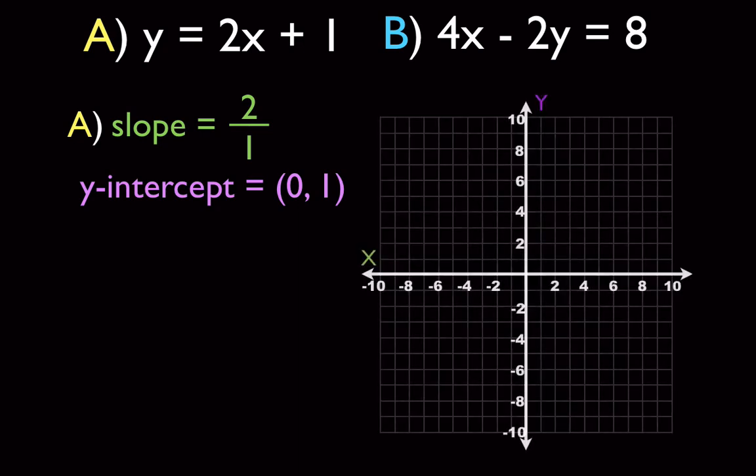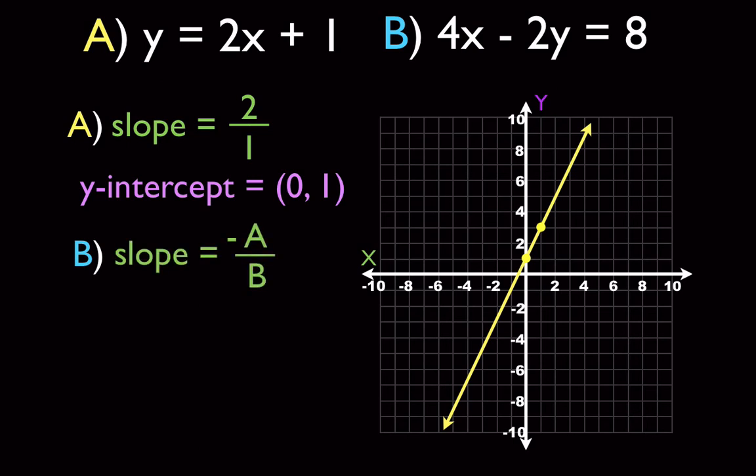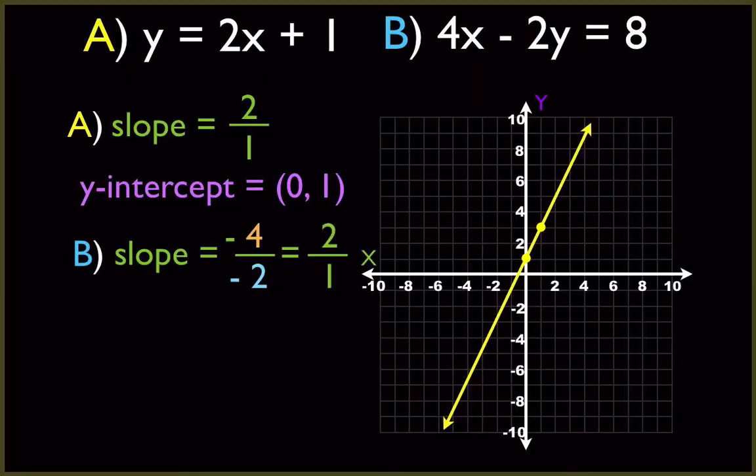Now I'm going to go to b. I'm going to go ahead and graph these really quick. Now I'm going to go ahead and go to the b. I'm going to take the opposite of a over b. So that's going to give me -4 over -2, which gives me +2 over 1. What I have right now, remember this is my tilt, I have two lines that have the same tilt.